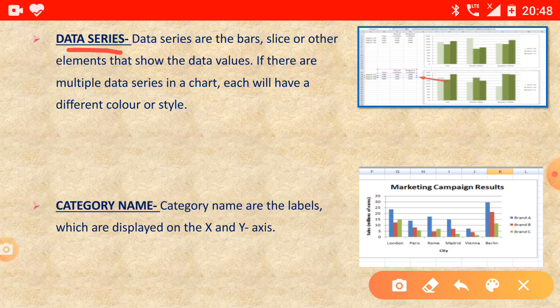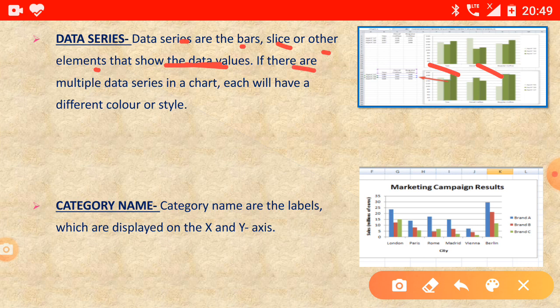Next is data series. What is a data series? Firstly, I will show you in this picture. These are the bars and slices which we draw to represent our data. This is known as a data series. Now come to the definition. Data series are the bars, slices and other elements that show the data values.